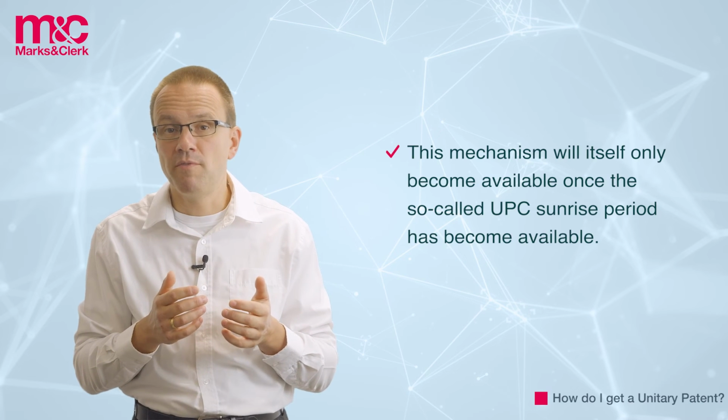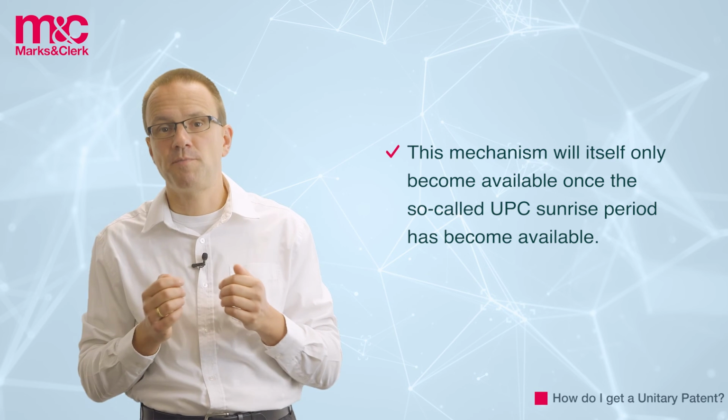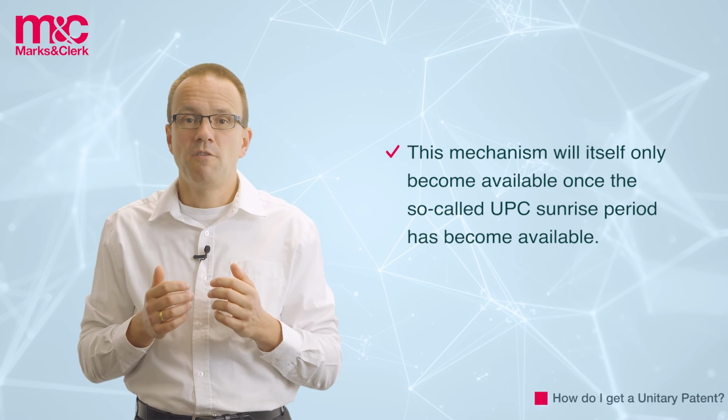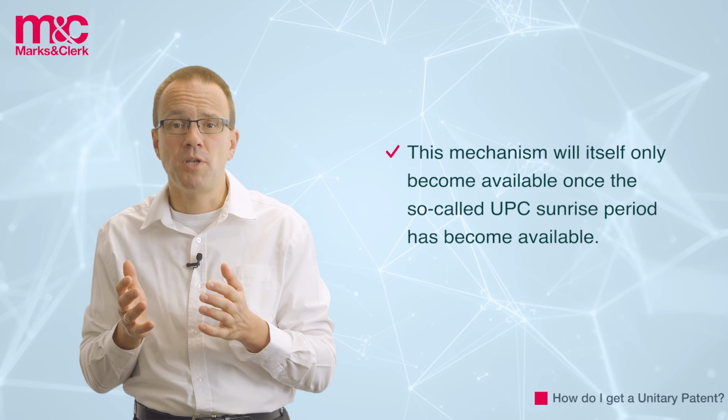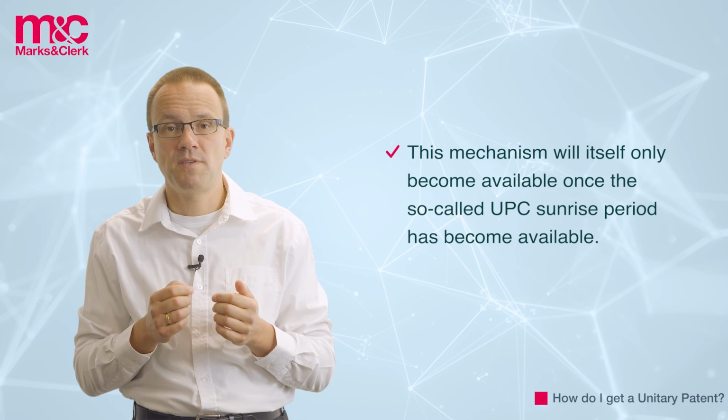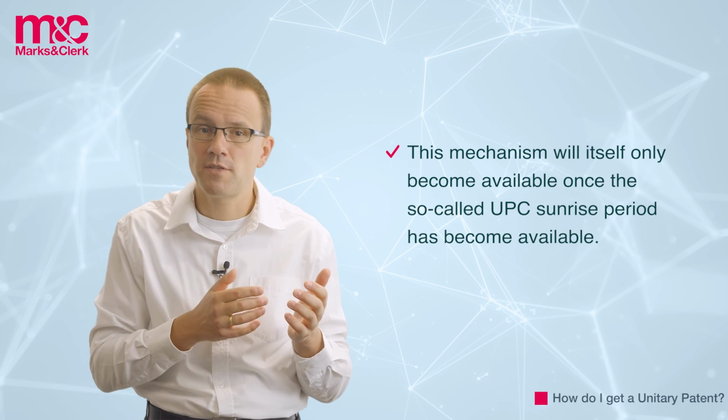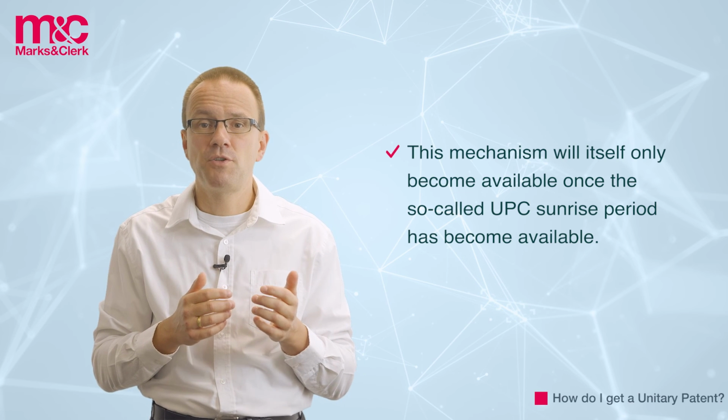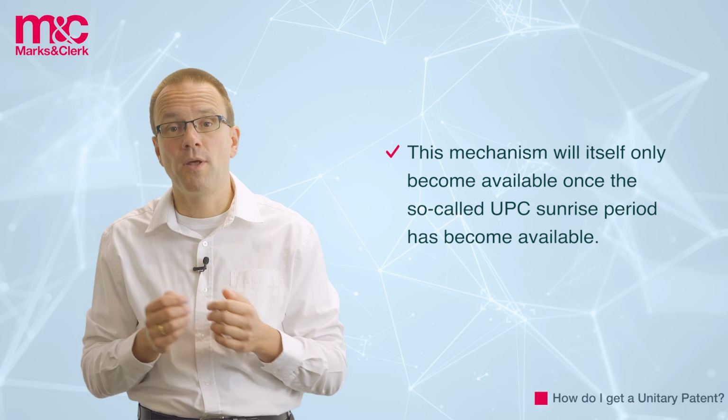This said, this mechanism itself will only become available once the so-called UPC sunrise period has started. If patent applicants have received a communication under Rule 71.3 EPC with a deadline before the start of the sunrise period, then it will be necessary to take action to delay the reply to the communication until after the start of the sunrise period. We can help in this regard if desired.